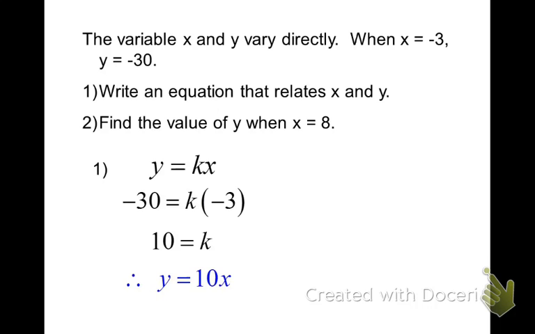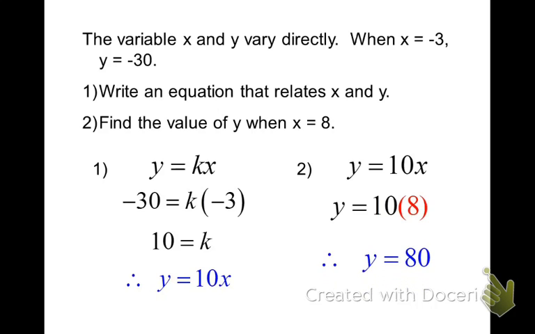So if number 1 says write an equation that relates x and y, the equation is y equals 10x. That's direct variation. And then if they say find the value of y when x equals 8, we're going to plug in an 8 for the x, and of course y is going to be equal to 80. And that's our example on direct variation.